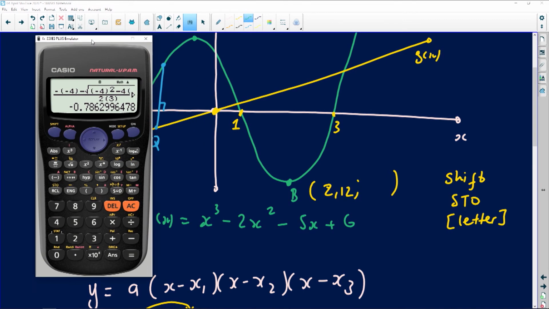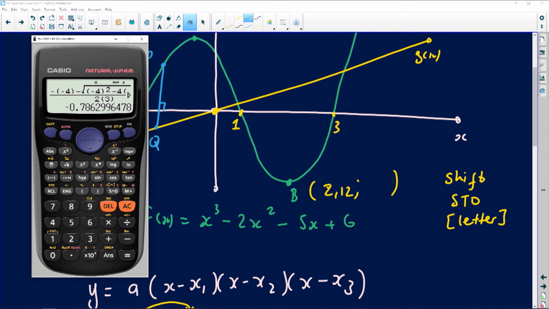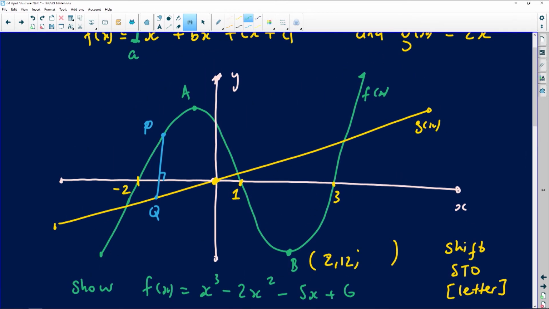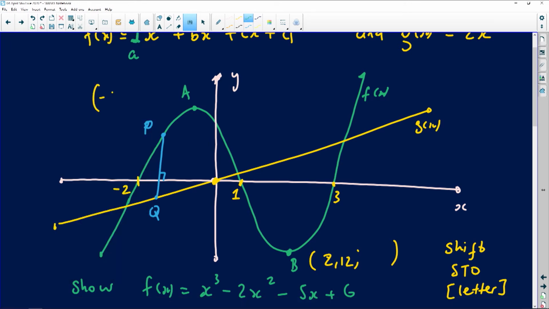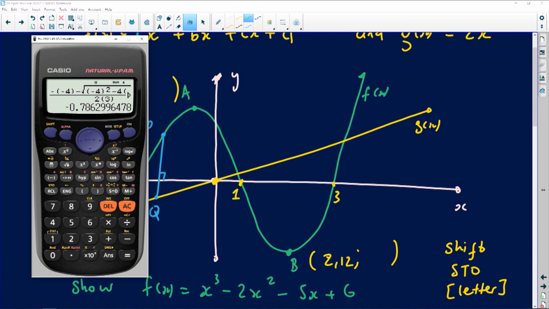Negative 0.79. Okay, let's go back and put that on our graphs there. It's actually negative 0.79. So my x is negative 0.79. I don't know what the corresponding y value is at point A, but that means that, beautiful people, I'm going to need this in order to find y, so I'm going to store it. I'm following my algorithm. Shift, store, letter. My letter, in this case, I want to use A. So I'm going to press Shift, then I'm going to press Store, then I'm going to press A, which is there by the minus button.